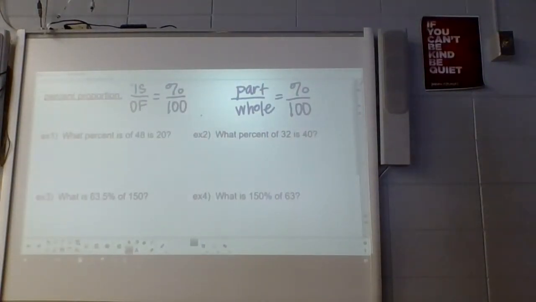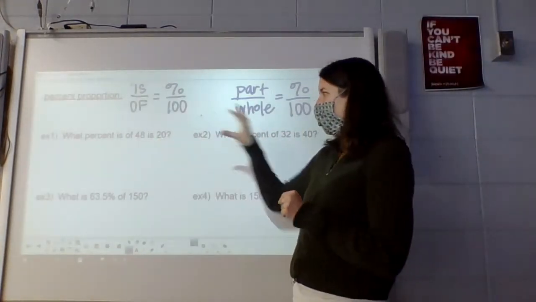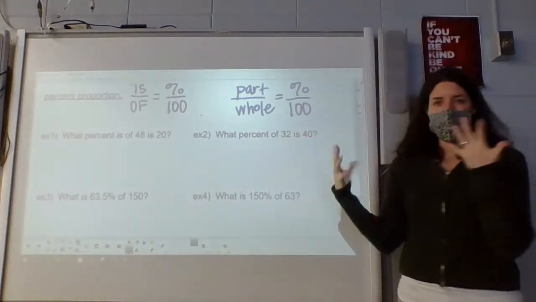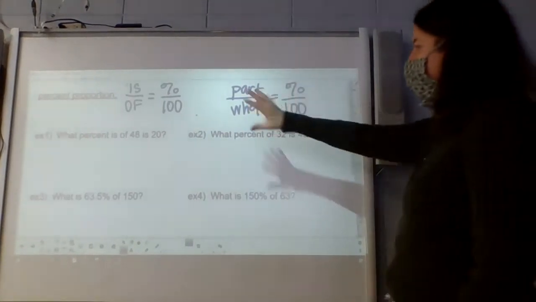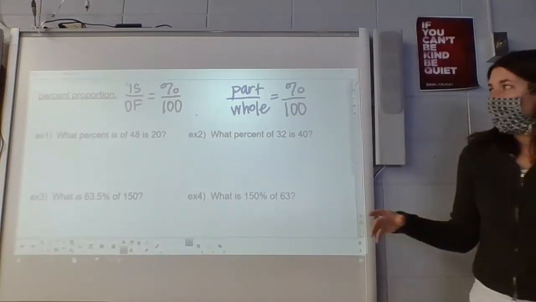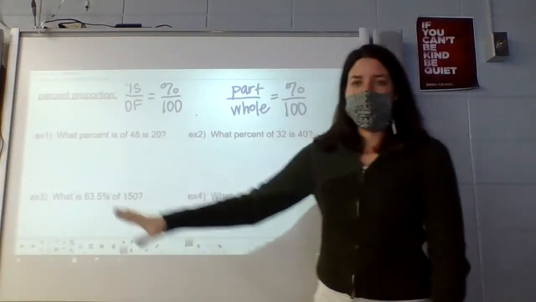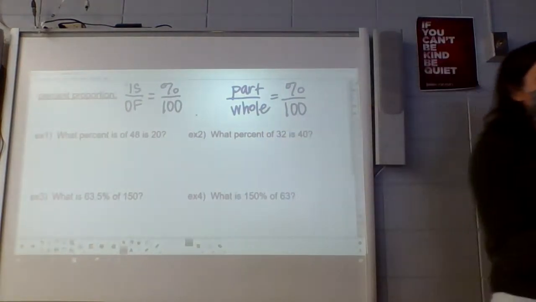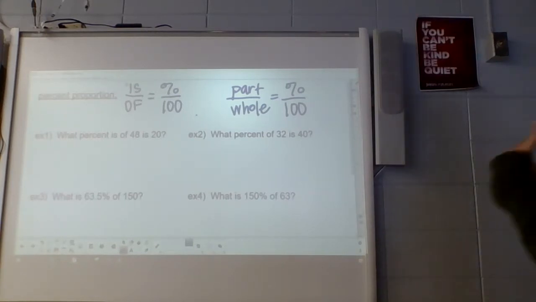So what I'm going to do is I'll do one with you and then hopefully let you guys set up the next one, and then hopefully that makes sense too. The idea with the proportion is it tells me where to put everything. The is over of works really nicely for problems like this. The part over the whole probably works a little bit better for word problems because it probably makes more sense that way.